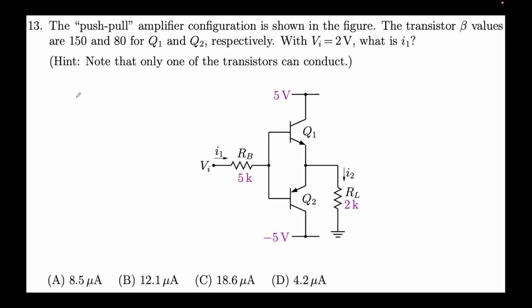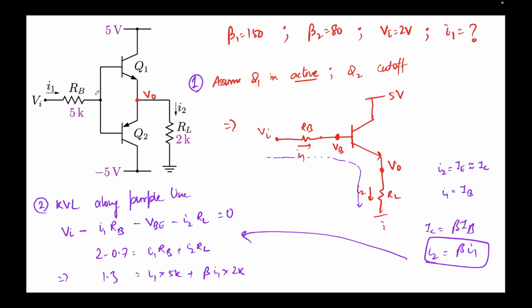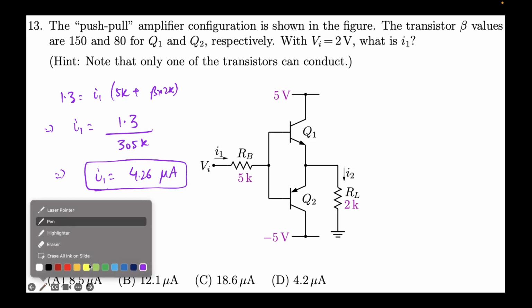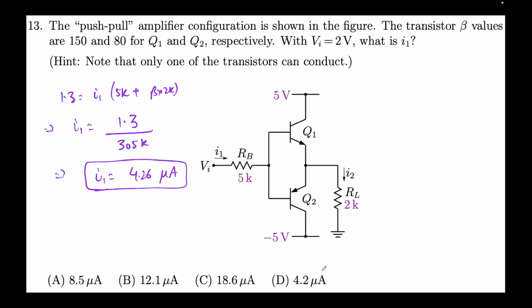Let's now go to the next slide. 1.3 equals, taking I1 common, 5k plus beta times 2k. This will give me I1 equal to 1.3 over 5k plus 300k, since beta is 150 and that gives 300, so this comes out to be 305k. I1 equals 1.3 over 305, which comes out to be 4.26 milli over k, that is microamps. So the expression for I1 that I have obtained is 4.26 microamps, which happens to be option D.